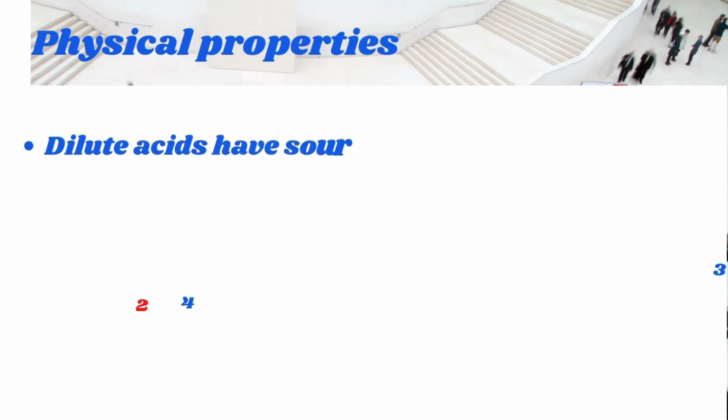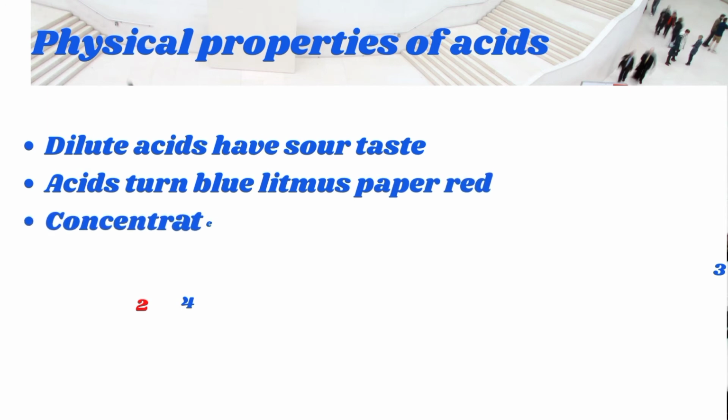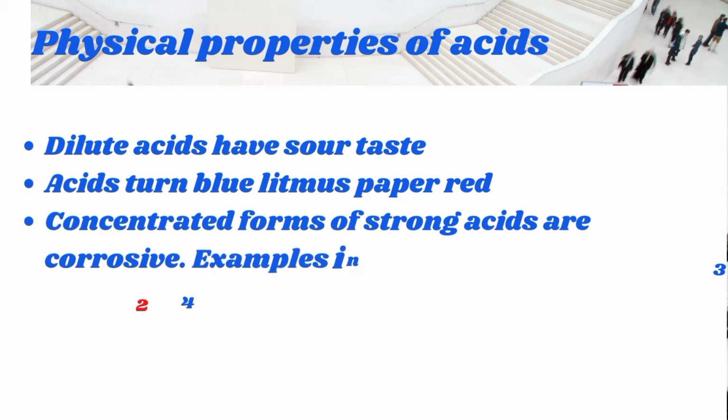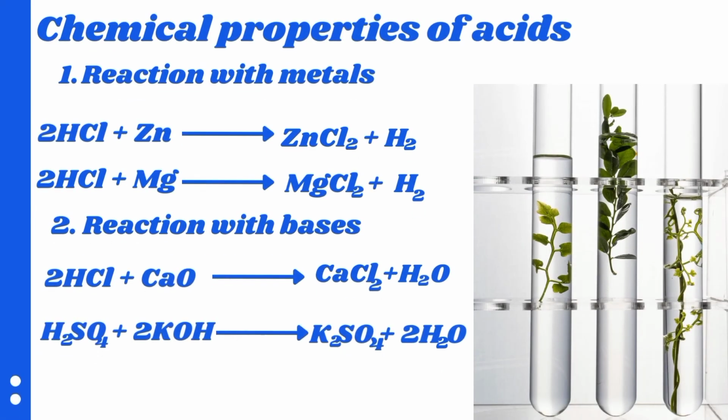So let's talk about the physical properties of an acid now. Dilute acids have a sour taste, but you don't need to test an acid. Many times we get this taste from unripe fruits. That taste you feel when you take unripe fruits is acid. It tells you that the fruit contains acid. Acids also turn blue litmus paper red. And finally, concentrated forms of strong acids are corrosive. Examples include concentrated HCl and concentrated tetraoxosulfate(VI) acid.